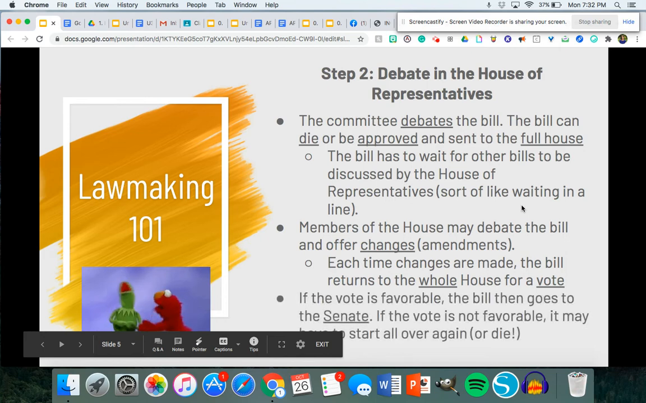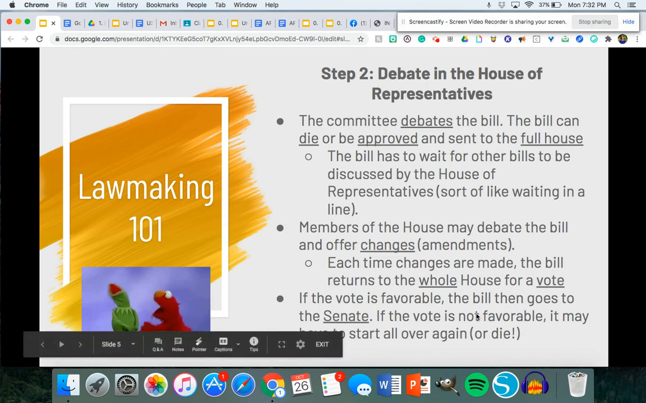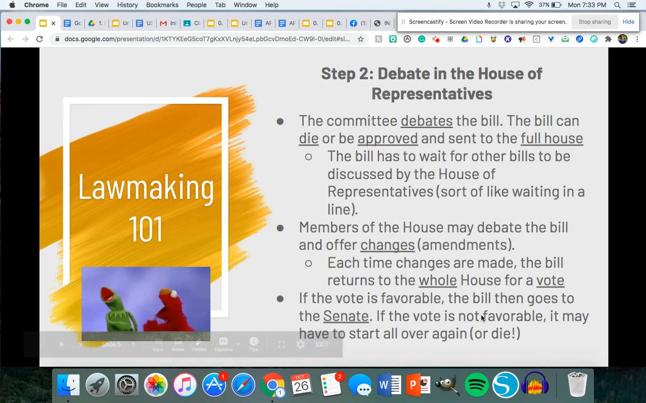Now, if the vote is favorable, once it gets the full House approval, it would then go to the Senate. Vice versa, if the bill starts in the Senate, it would then go to the House. So it has to go through both chambers of Congress. Now, if the vote is not favorable and the bill does not pass, the bill may have to start all over again back in committee, or it might die and just not be a thing at all.